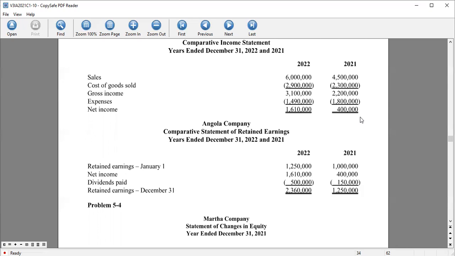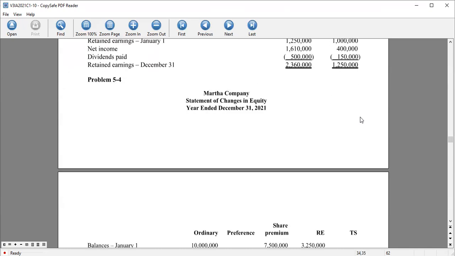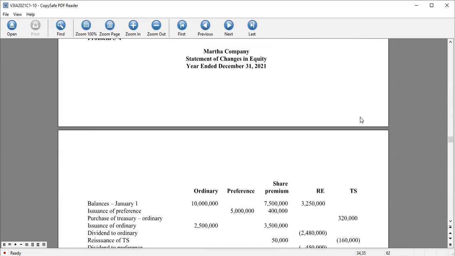Now we go to 5-4. 5-4 is you are now dealing with the requirement. Prepare a statement of changes in equity for the year ended December 31, 2021. So for the heading, statement of changes in equity for December 31, 2021. Now we involve the ordinary and the preference shares and the share premium and the retained earnings and the treasury stock.